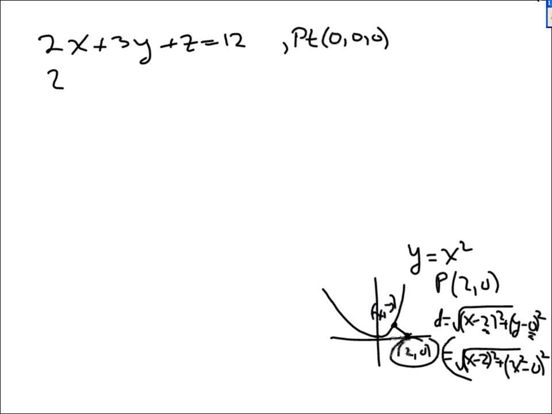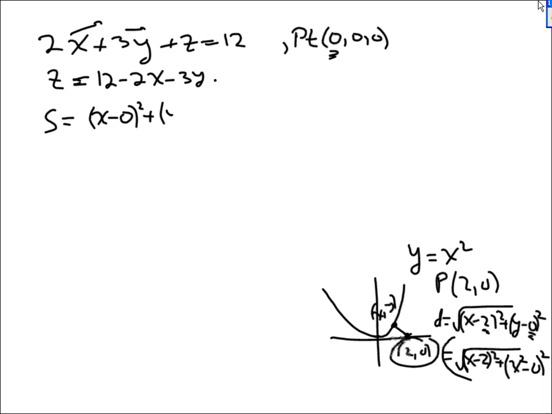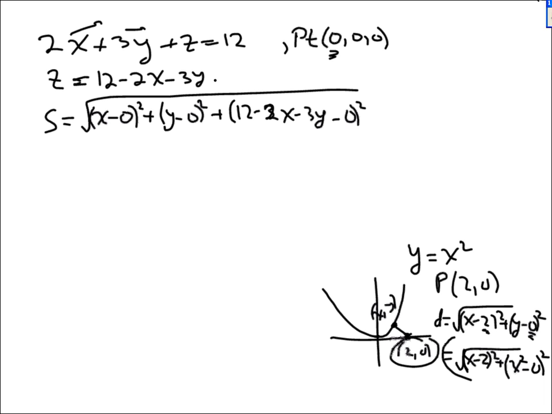Let's first solve for z. Bring the 2x and this 3y over. So z is 12 minus 2x minus 3y. So let's call s the distance. S is going to be the square root of x minus 0 squared plus y minus 0 squared plus z, which is 12 minus 2x minus 3y, minus 0 squared. Now, we want to minimize s.